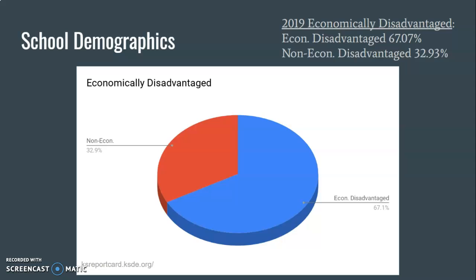Economically disadvantaged. As you can see, we are at 67.1 disadvantaged. We do have a lot of free and reduced students, which does bring a challenge that I think we handle very well as a school district. So the non-economic challenged are 32.9.